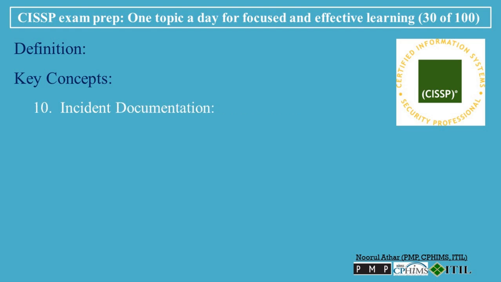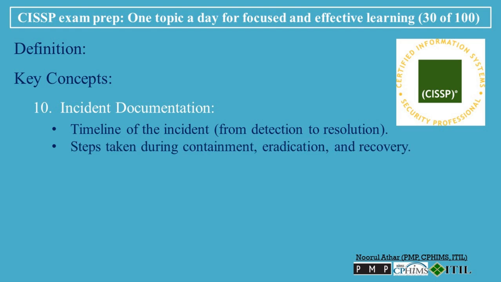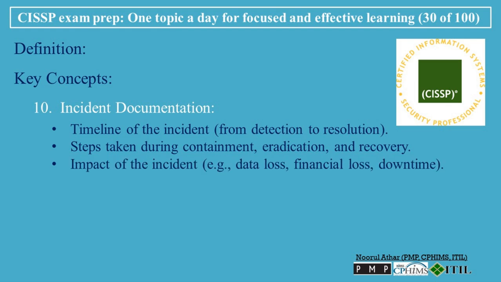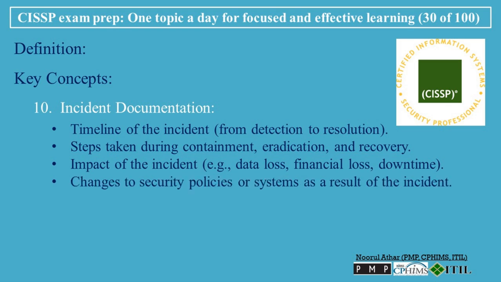10. Incident documentation. Proper documentation is critical throughout the incident response process. It helps track the progress of the incident, provides evidence for legal and regulatory reporting, and serves as a reference for future incidents. Documentation should include timeline of the incident, from detection to resolution, steps taken during containment, eradication, and recovery, impact of the incident, e.g., data loss, financial loss, downtime, changes to security policies or systems as a result of the incident.